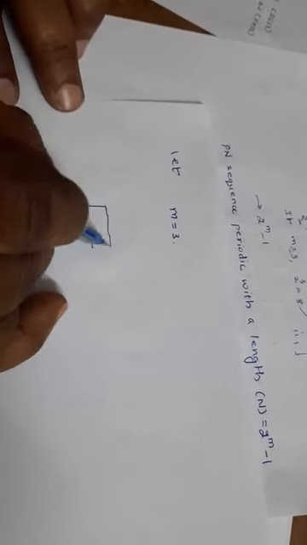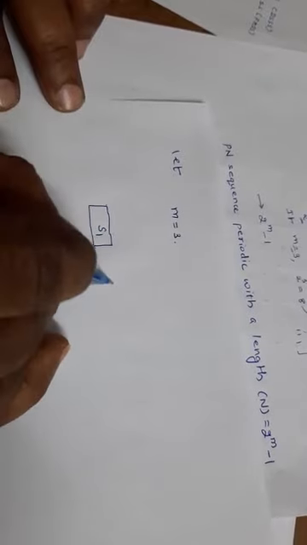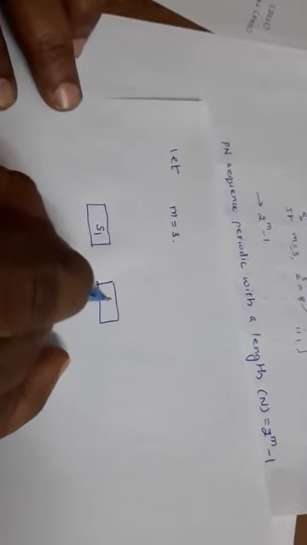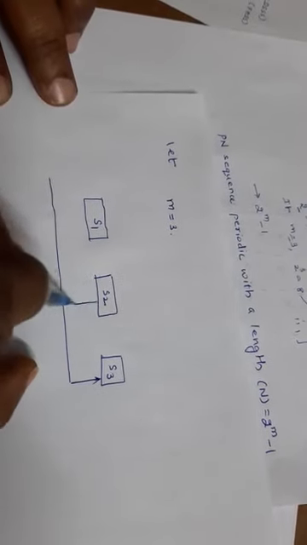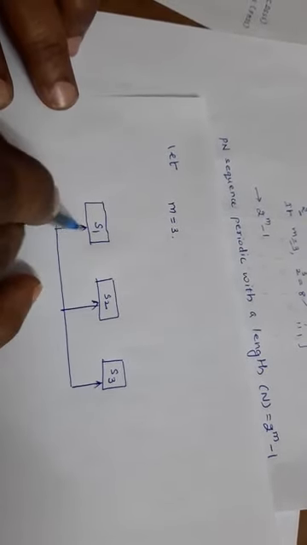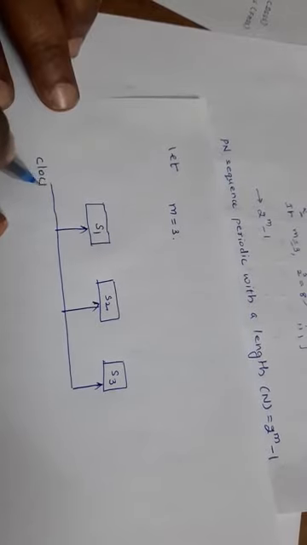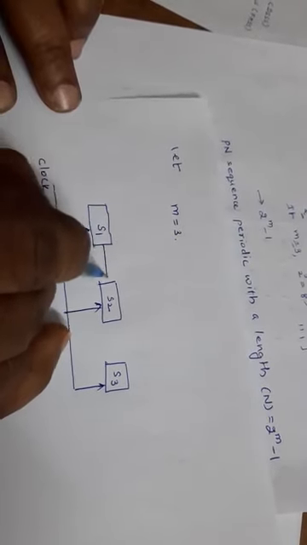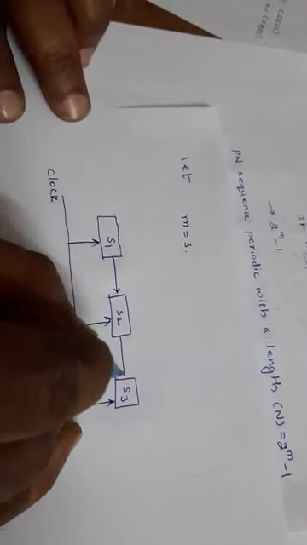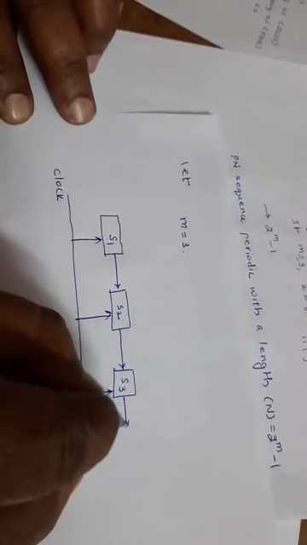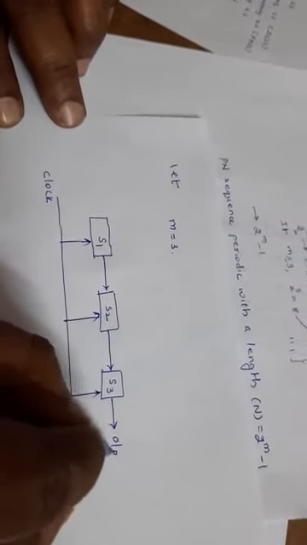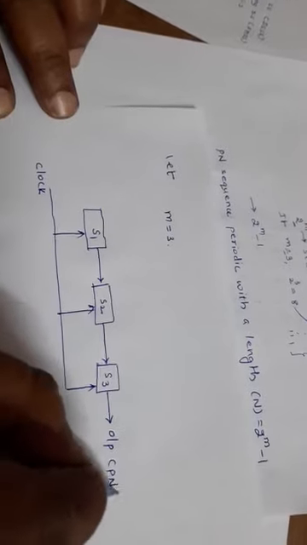Let us define this as one flip-flop, S1. Another flip-flop, let's say it is S2. Another flip-flop, let's say it is S3. We are applying a clock signal to move the data of one flip-flop to another. As we know, the output of one flip-flop I'm giving to the next flip-flop whenever we apply the clock signal, and we'll take the output of the last flip-flop as the PN sequence.